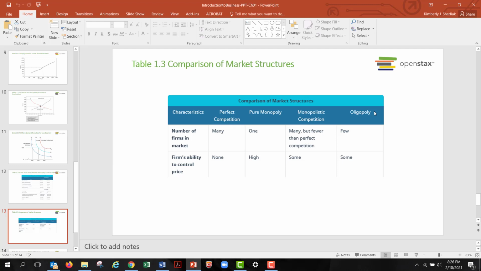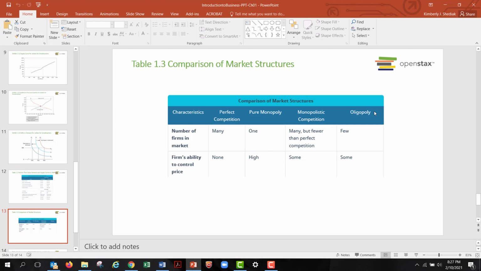Pure monopoly, there's one firm and they can control the price. And you could think of this as your local electric company, right? Because there's only one and they're in control. It's not like you can have options and go out and shop for your electric provider. Monopolistic competition, many, but not as many as in a perfect competition. So now you have a little bit of control over the price. Oligopoly, there's few, but you still have a little bit of control over the price.